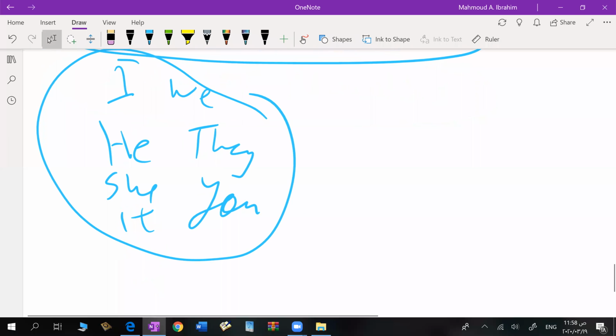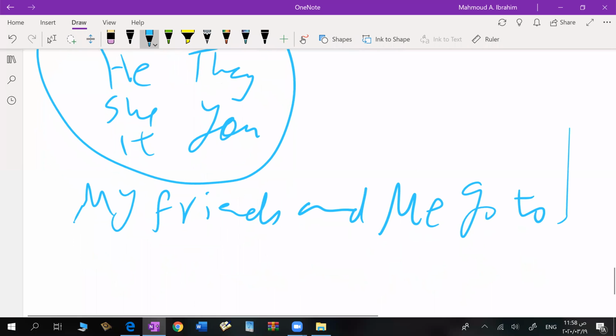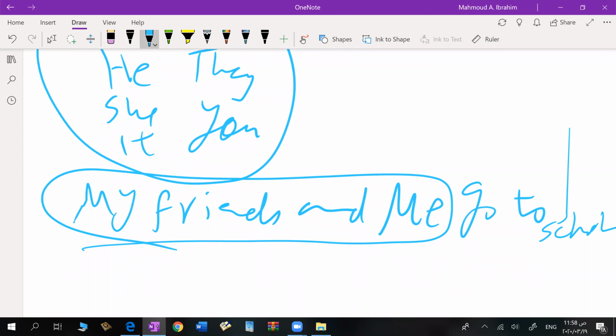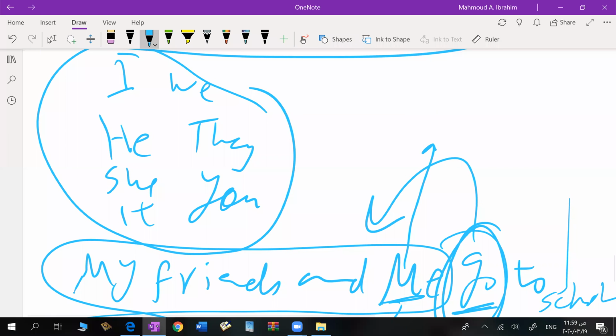You say, for example, my friends and me go to, for example, school. Okay, you cannot say my friends and me, because before the verb, this is the verb go, you must have a subject pronoun, and me is an object pronoun. An object pronoun comes after the verb. But if it's before the verb, then you need to say my friends and I, not me. Clear? My friends and I go to the club.